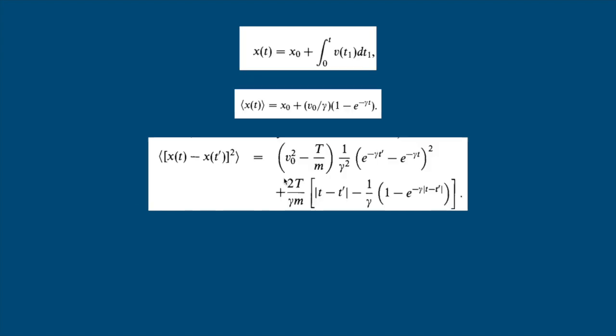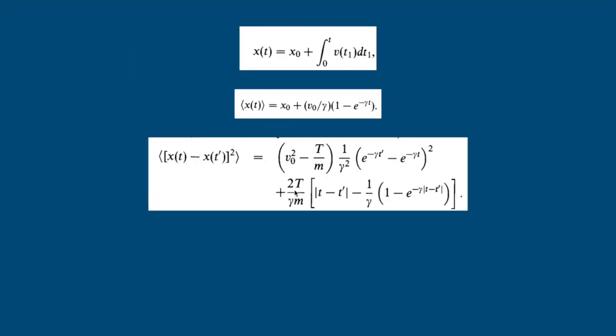Now the displacement of the particle can be obtained from velocity by simple integration. So x naught is basically its position at time t equal to 0. So we can calculate the displacement as a function of time. Similarly, we can calculate correlations in the displacement at different times t and t dash, where both t and t dash are greater than 0.